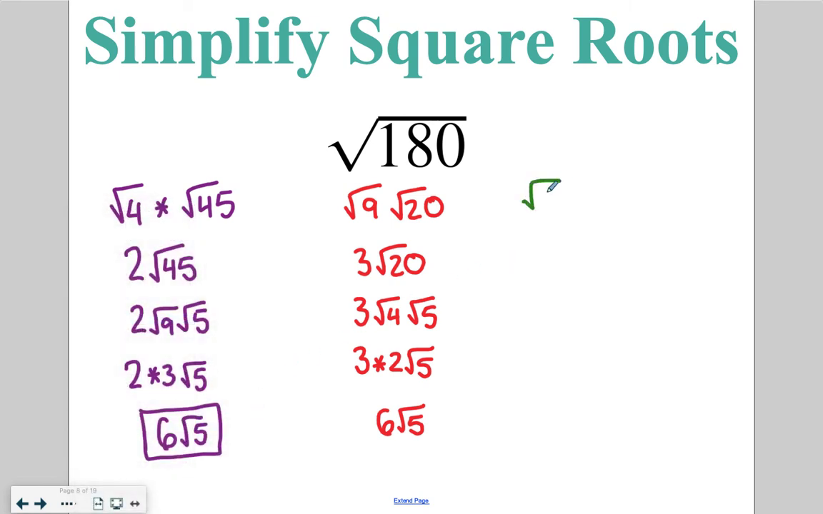So I could have started with the square root of 36 times the square root of 5. The square root of 36 is 6, once again giving us an answer of 6 square roots of 5. So there are multiple different paths you can take to solve these problems as long as you are always taking out perfect squares. Obviously, this last one is easiest because there's the least amount of steps, but they all get you to the same answer.